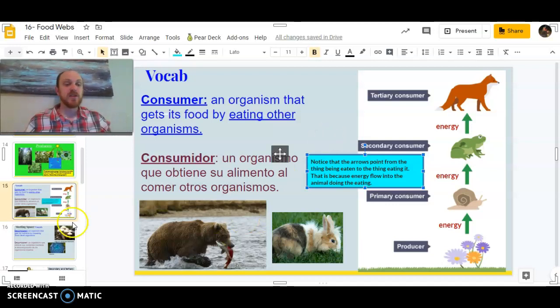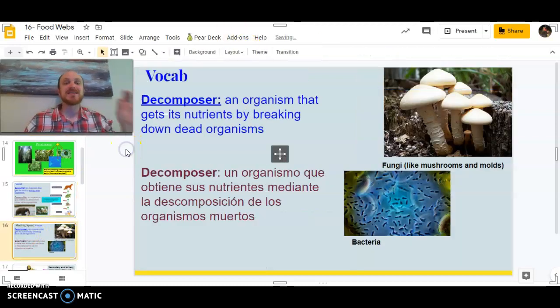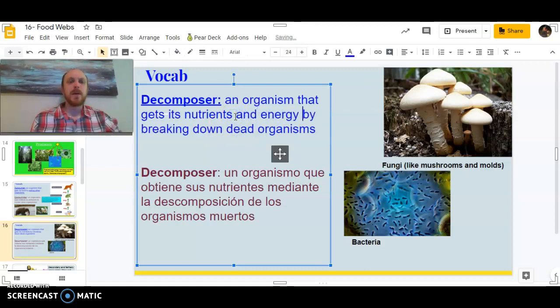Keep that in mind. The last category of organism is a decomposer. It is an organism that gets its energy and nutrients by breaking down dead organisms. So you're mostly looking at fungi, mushrooms, things like that, and bacteria.